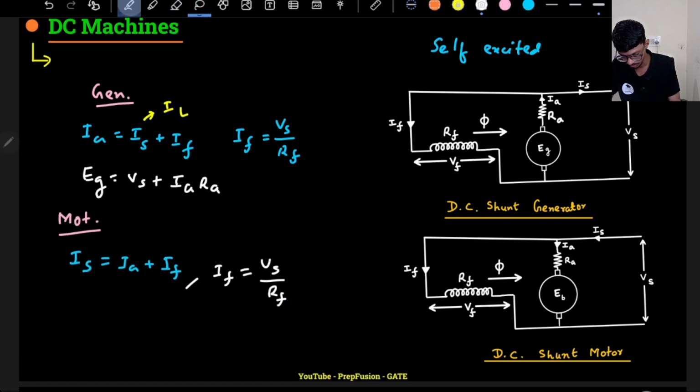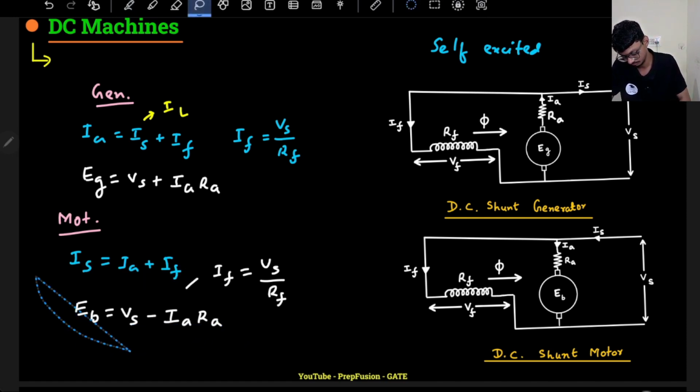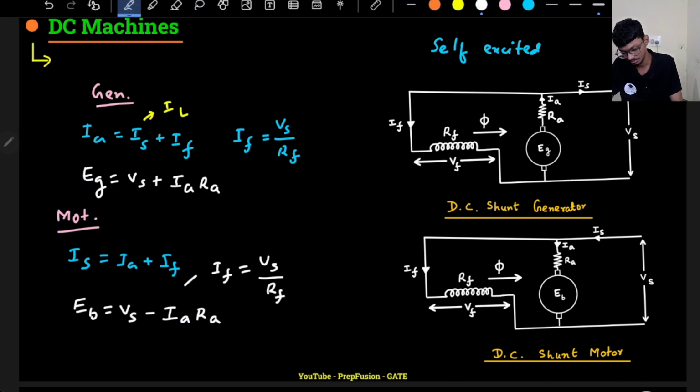And for a motor, your EB will be Vs minus IA into RA. Okay. So now this is the voltages basically. I hope you have understood.